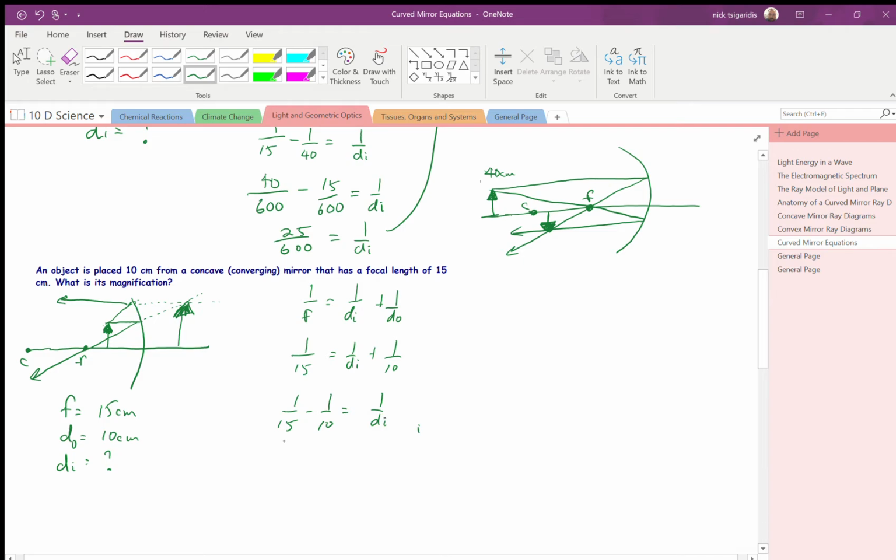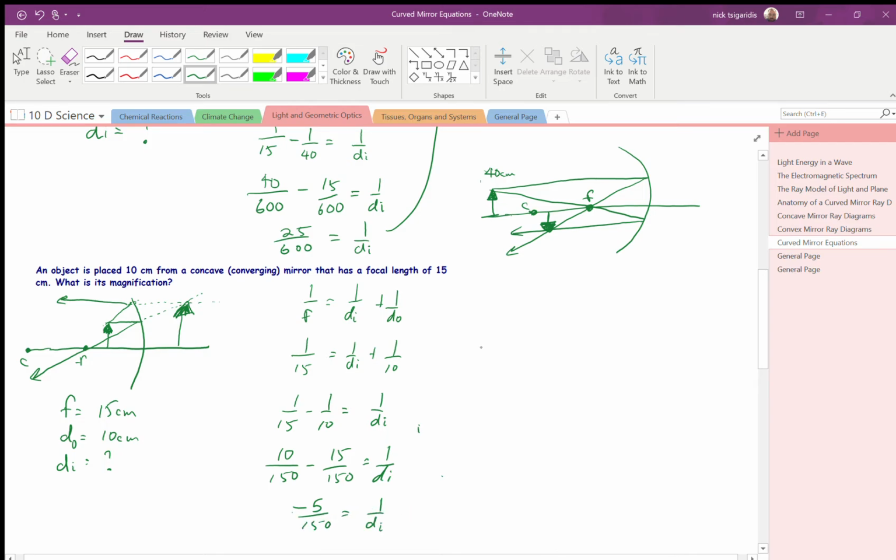Of course, we need a common denominator here, and so I end up with 10 over 150 minus 15 over 150, which is equal to 1 over DI in this case. And then, of course, 10 less 15 is negative 5 over 150 is equal to 1 over DI.